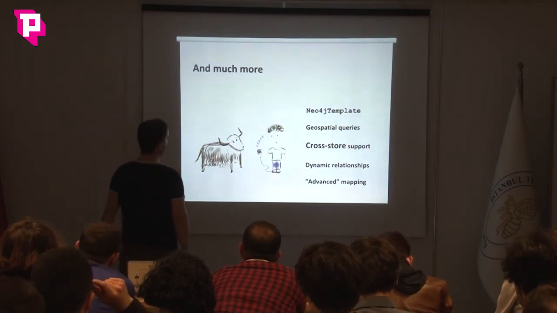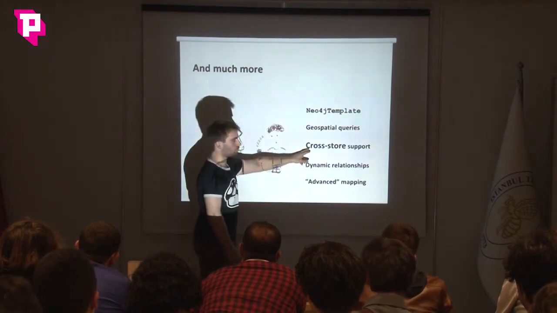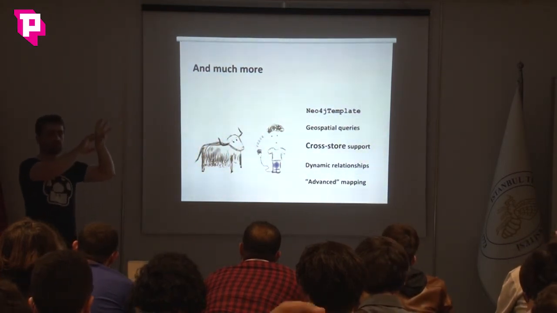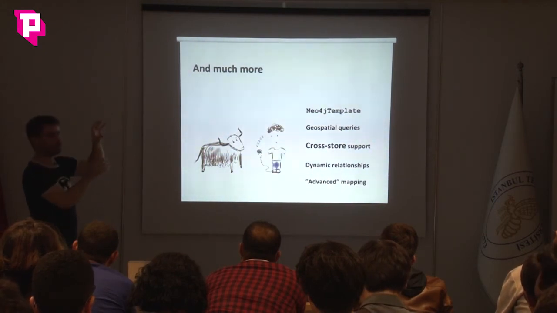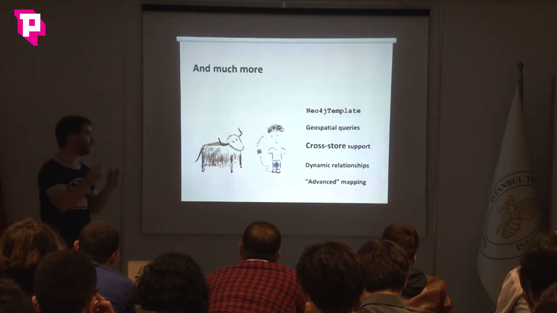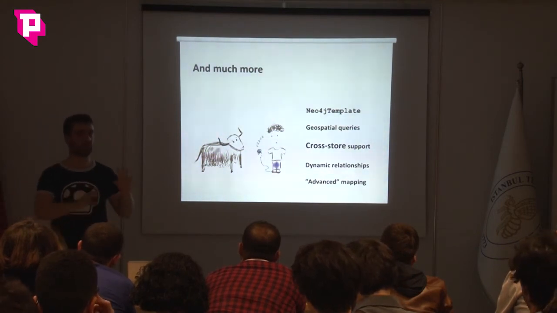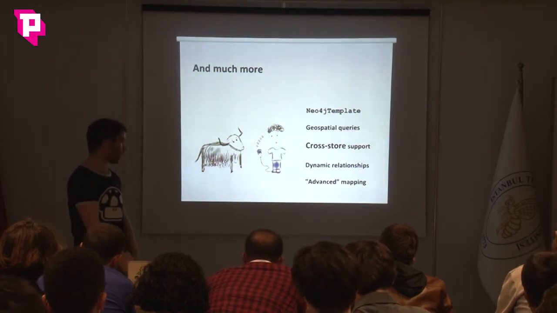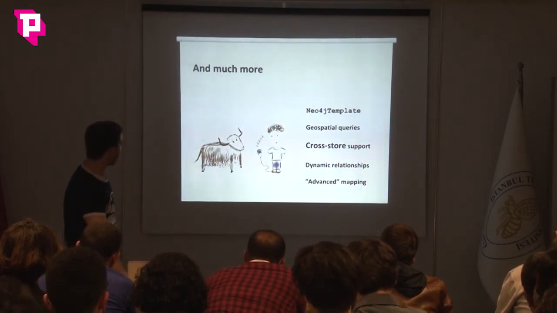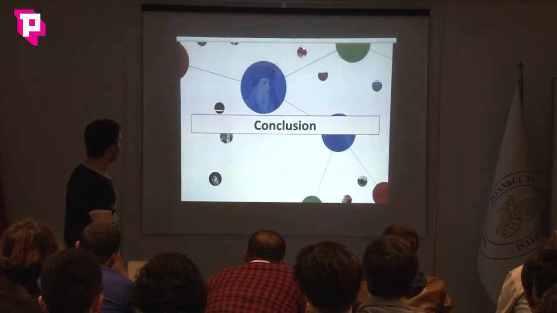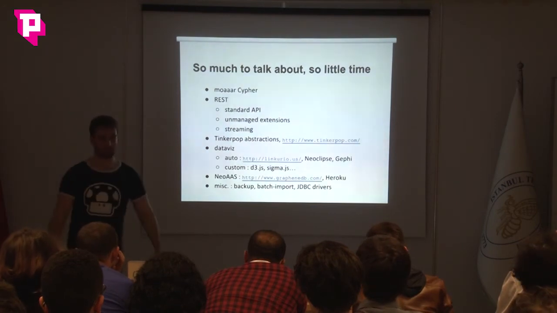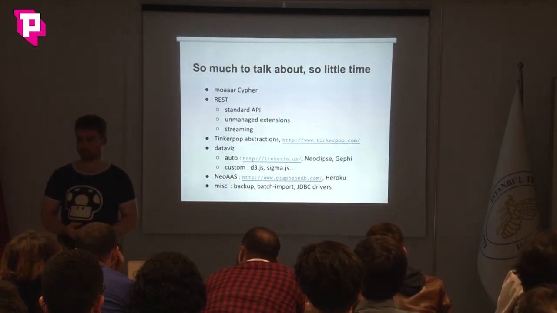One very nice feature, which I don't have time to detail, is cross-store support. You can have one entity and say, okay, part of this entity is going to go to a relational database, and the other part is going to Neo4j. You can mix JPA annotations, for instance, and Neo4j annotations. So you can really say, okay, this set of properties goes to Neo4j, only this set. And you have even more. There is so much to talk about and so little time, so I won't dive into the details.